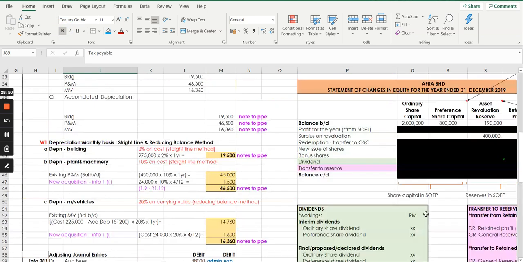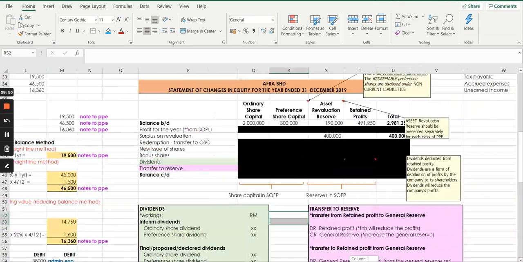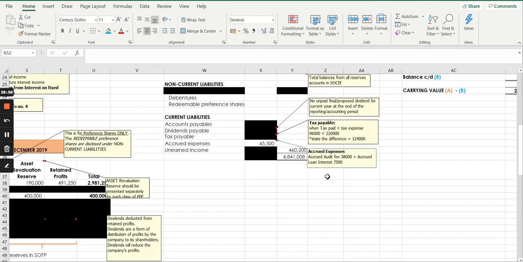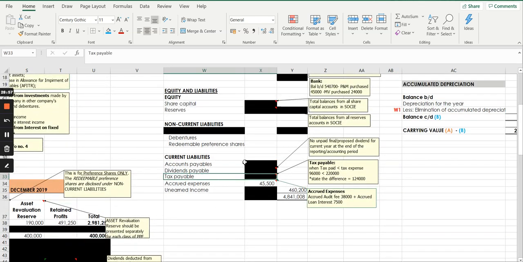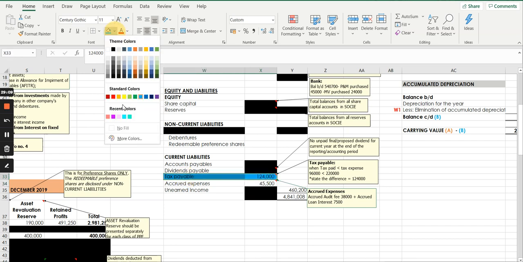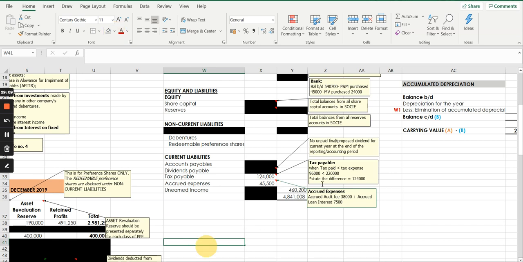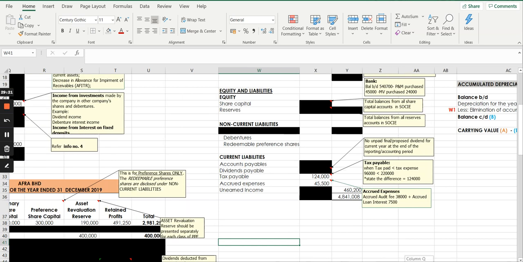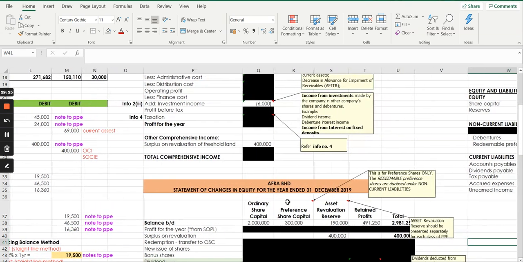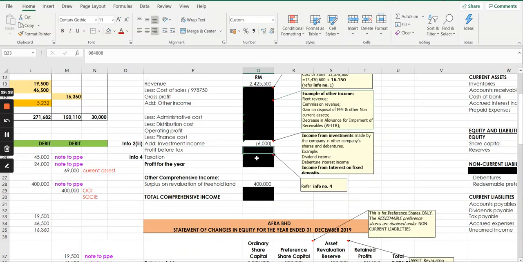So let us look at the tax expense and the tax payable. Let's go to the SOFP first. You have this item, and that was tax payable. I'm going to put just no color there, and it is when tax paid is less than the tax expense. The difference is called tax payable. If the tax paid is greater, that would be a tax recoverable, so it will be included here as a line item.